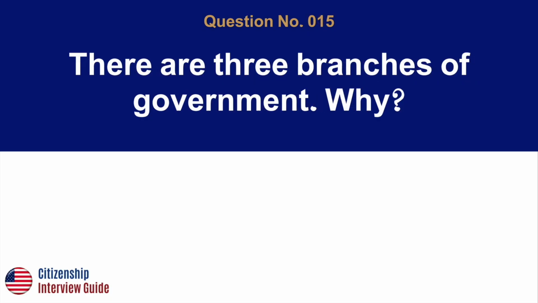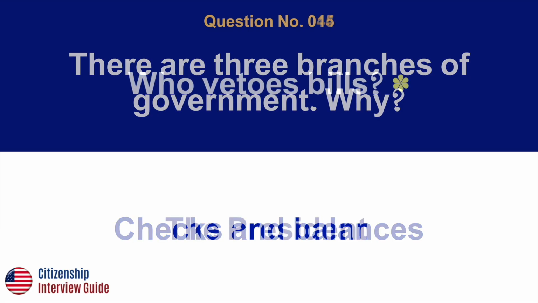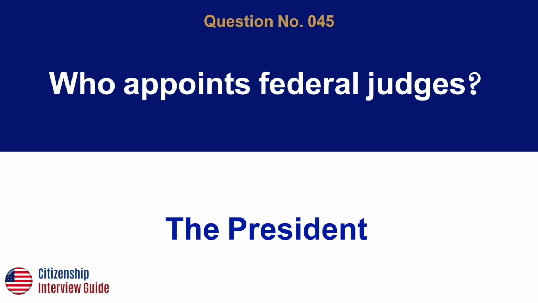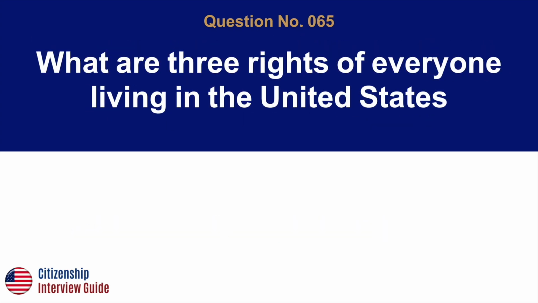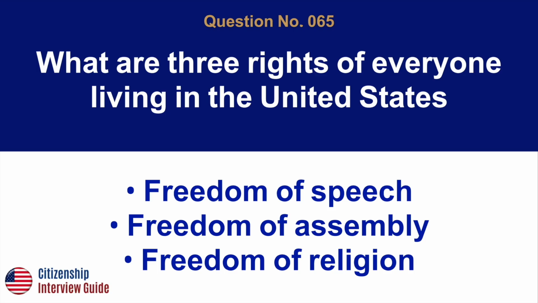There are three branches of government. Why? Checks and balances. Who appoints federal judges? The President. What are three rights of everyone living in the United States? Freedom of speech, freedom of assembly, freedom of religion.